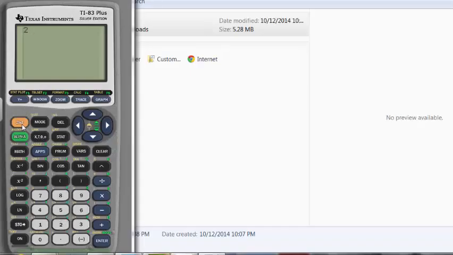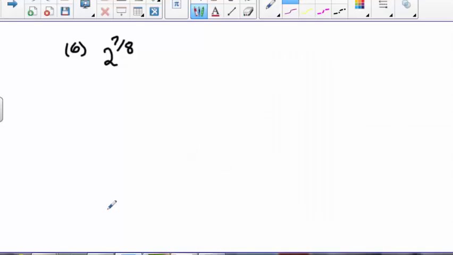we type 2, and then we're going to do the exponent, so we use the caret symbol right here. In order to get a fraction, you can just type in 7 divided by 8, or if you have the new operating system, you can choose to write it as a fraction by pressing alpha y equals, and we can put a 7 in the numerator and 8 in the denominator, and we press enter and we get approximately 1.834.